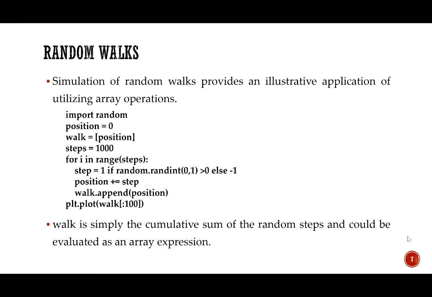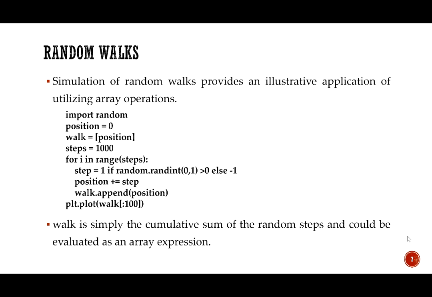Then we write a for loop. So for i in range 1,000, so 1,000 times we want to repeat this process. A step is either 1 or -1. So if random.randint is greater than 0, then it's 1. Otherwise, it's -1. So let's look at this randint. Randint between 0 and 1 returns either 0 or 1. So with this condition, we are saying that if it is 1, then a step is equal to 1. Otherwise, it's -1. So we move one step backward.